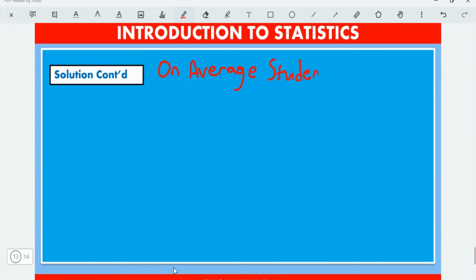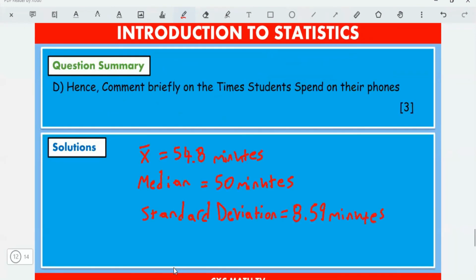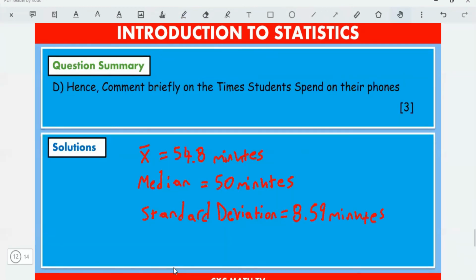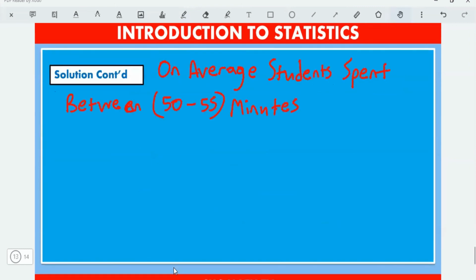students spent between 50 to 55 minutes on their phone. Why can I say between 50 to 55? Because the mean is 54.8, the median is 50 minutes, and the mode is 60. The mean, median, mode, all around the same place. If you were to look at 50, 55, and 60 and average that, that would give you the average central tendency. The average central tendency in this case would be 55.